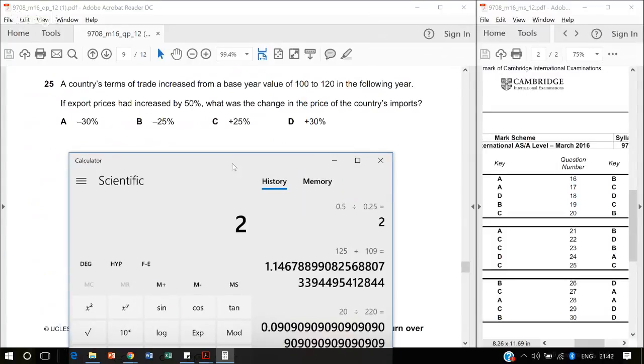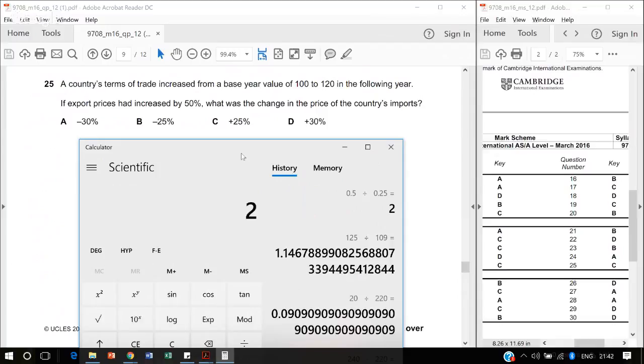Export prices had increased by 50%. What was the change in the price of the country's imports? Okay. Oh yeah. Okay. Sorry. So yeah, we see that there's a 20% increase in the terms of trade, which implies that there must have been an increase in the price of imports as well, but not as large as the increase in the price of exports.